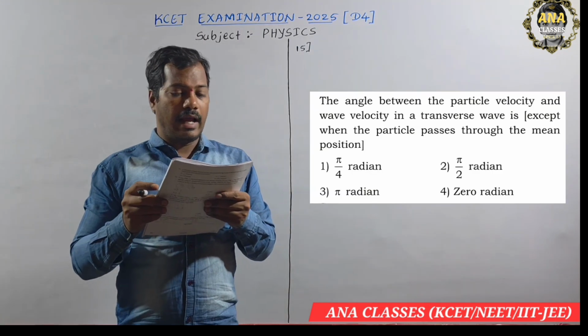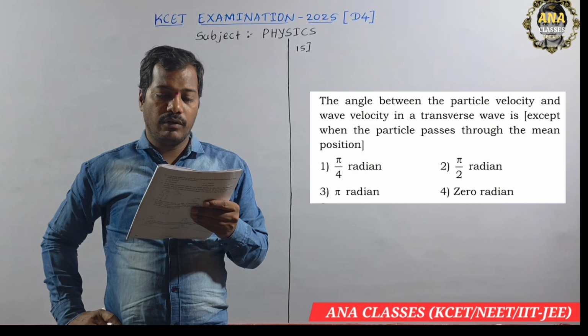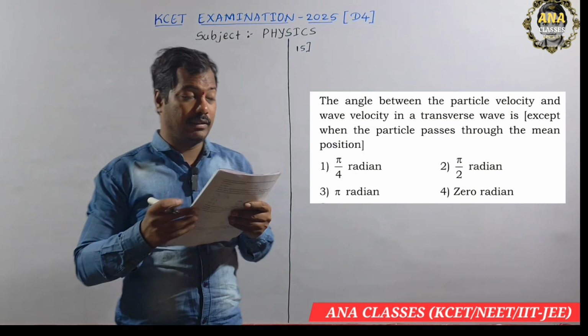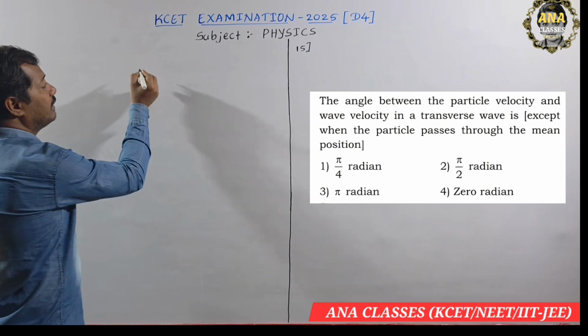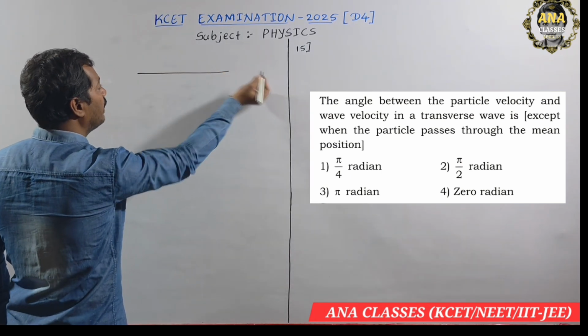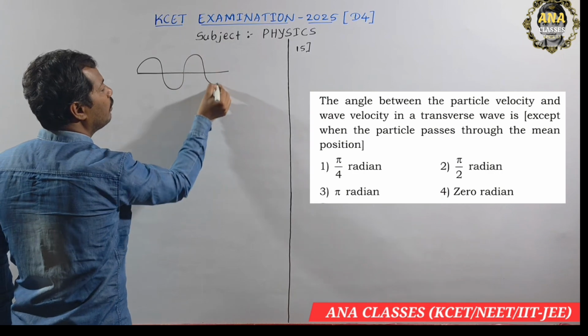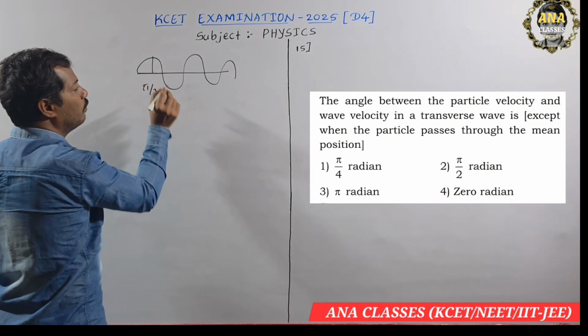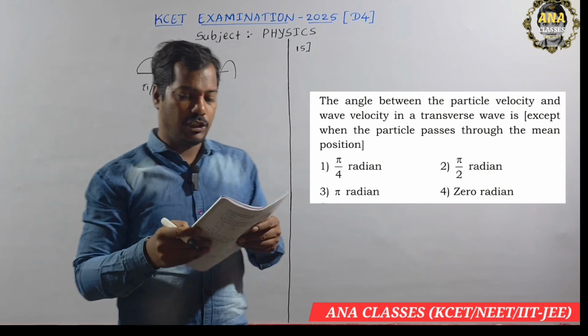And the 15th one: the angle between the particle velocity and the wave velocity in a transverse wave is, from the mean position, the particle velocity is linear, so take this as a linear path, and the wave velocity is perpendicular to the propagation of wave motion, so the phase difference between these two is equal to pi by 2. So the answer is pi by 2.